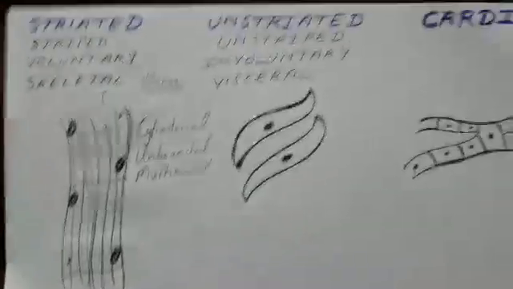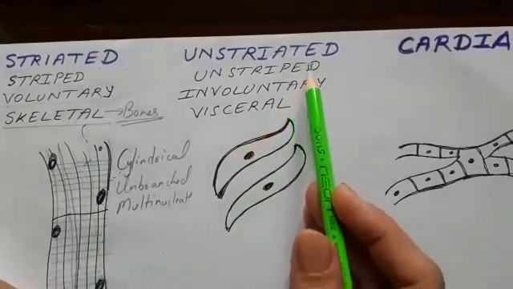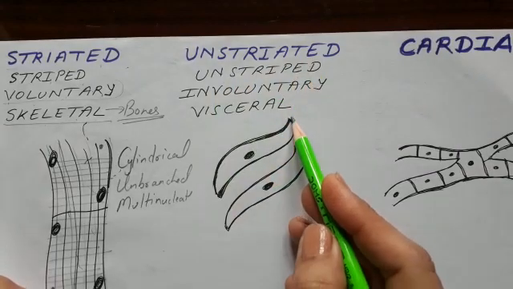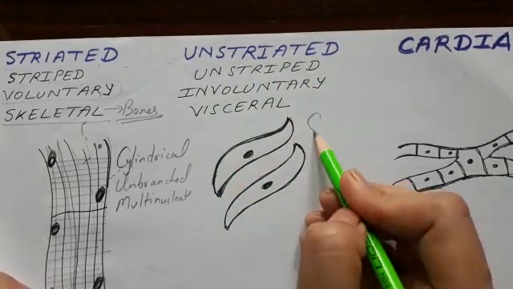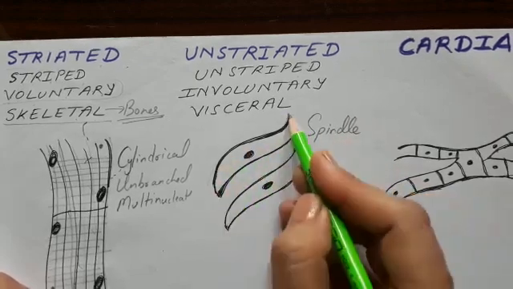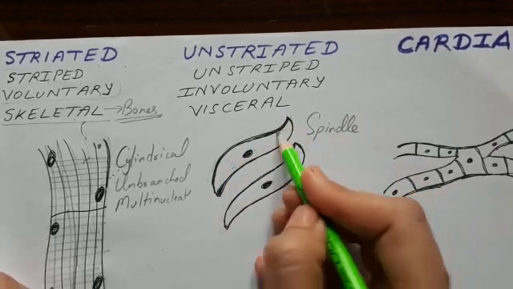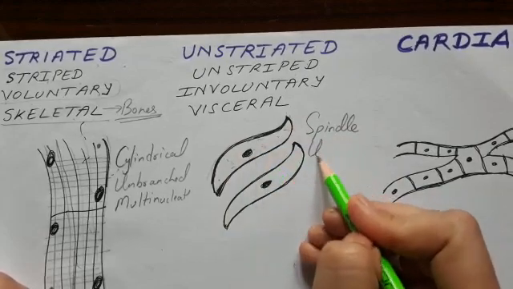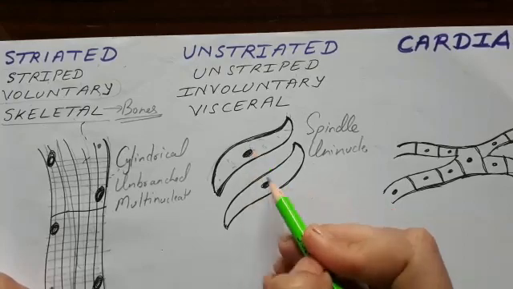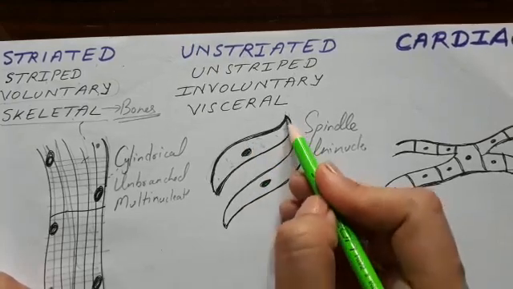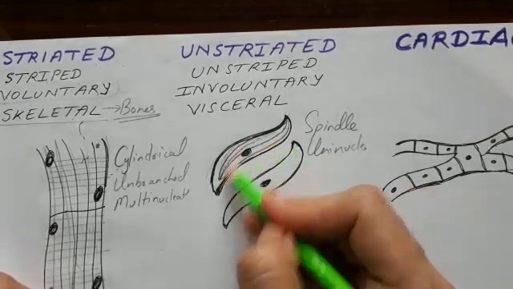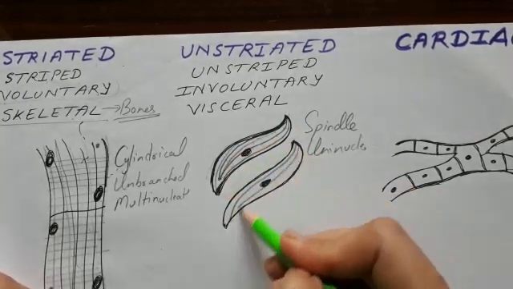Now we see the second one, unstriated muscles. They are also called unstriped. These muscles are spindle shaped. We see their shape, they are spindle shaped muscles having sarcolemma, sarcoplasm, and they are uninucleated, single. In one cell there will be one nucleus, and then the same muscle fibers will be present.